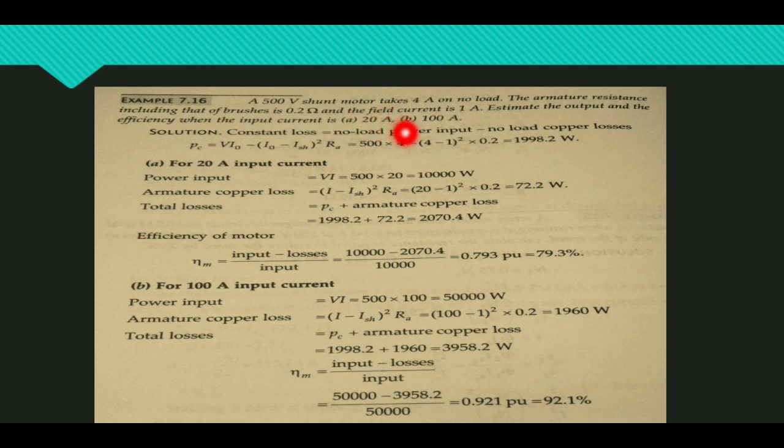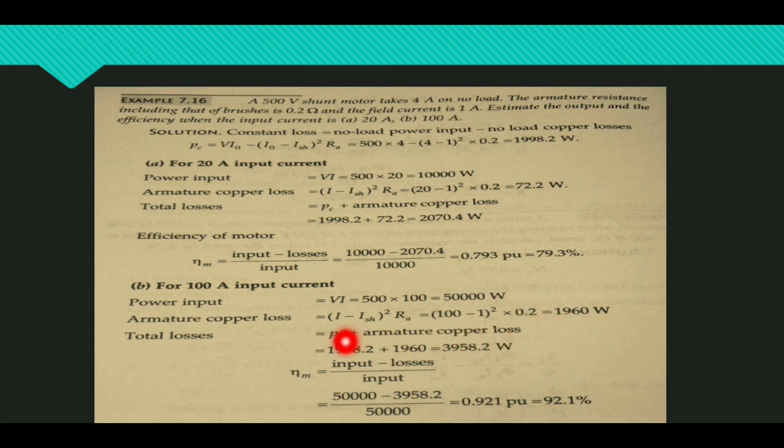And in the 100 ampere supply current condition, the power input is 500 into 100, that means 50,000 watt. And the copper loss equals the same, (I minus ISH) squared into RA. So 100 minus 1, that is 99 squared, into 0.2, equals 1960 watt. And we have to find the total losses. Before that, we have to find the armature copper loss. So the armature copper loss is 1960 watt.